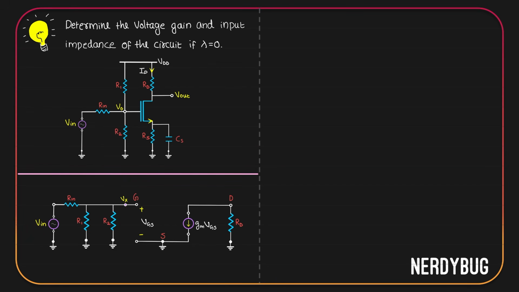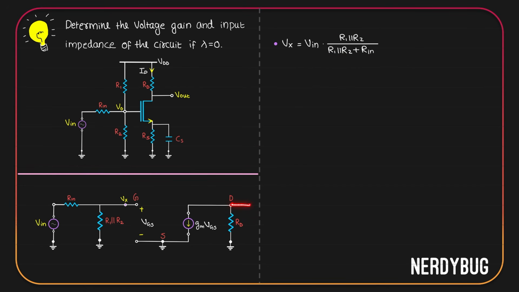But before that, we have R1 and R2 in parallel with each other. Let us make it simpler and replace them with a single resistor whose resistance is R1 parallel to R2. Now we can clearly see that Vin is being divided between Rin and R1 parallel to R2. Out of that, whatever is dropped across R1 parallel to R2 is Vx. So Vx is Vin divided by R1 parallel to R2 plus Rin multiplied by R1 parallel to R2.